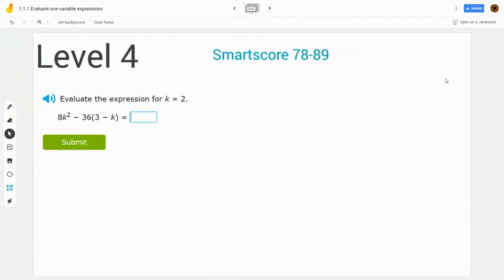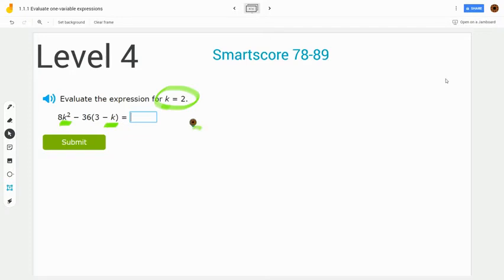Level 4 will get you to a SMART score of 80, the required SMART score. You can see it gets a little more complicated. One main thing to note is that we have 2 variables. It's the same variable, but we see the variable k show up twice in this expression. That's okay. We'll just plug 2 in for each of them. Now this one will definitely have to be careful with the order of operations. So let's carefully write this out.